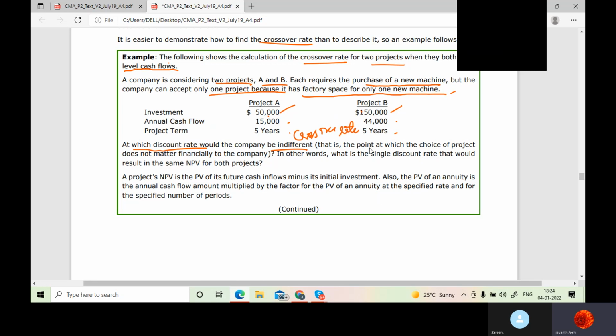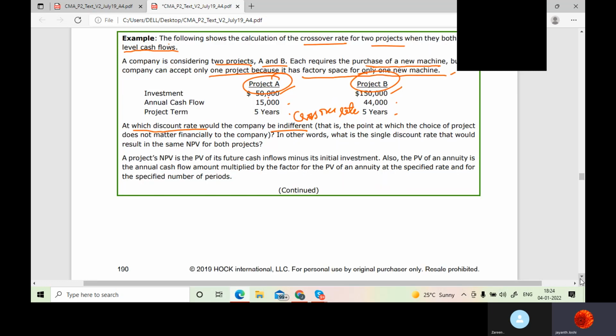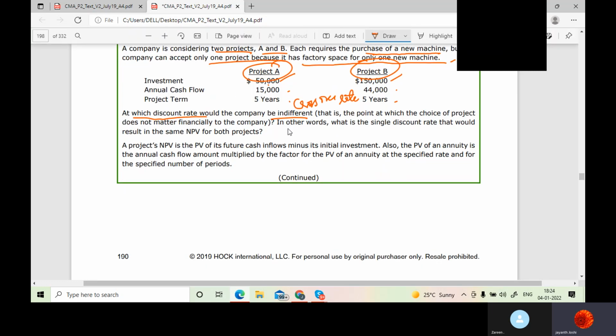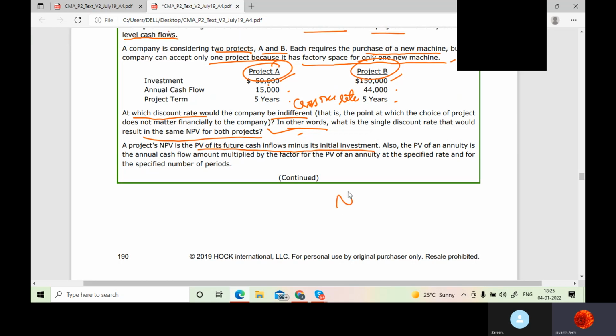the crossover rate. Crossover rate is that rate at which both the projects would have equal NPV, or the same NPV. In other words, what is a single discount rate that would result in the same NPV for both projects? A project's NPV is the present value of its future cash inflows minus initial investment. So you already know this formula. After discounting all the future cash flows, you get the present value of cash inflows minus your investment. So you get your NPV. Also, the present value of an annuity is the annual cash flow payment multiplied by the annuity factor. We know how to do that.